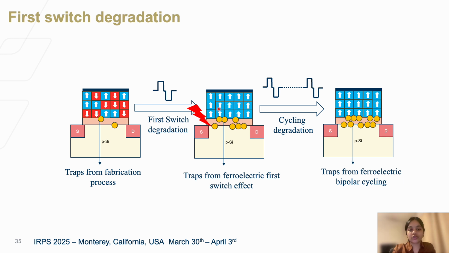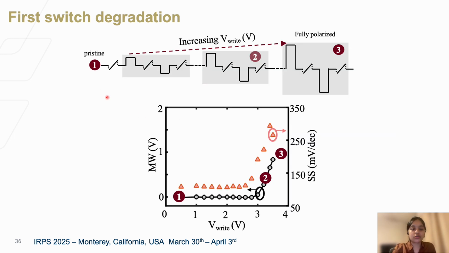So now we want to see if there is a direct correlation between the amount of polarization switched and the amount of traps generated in the IL layer. In order to do this, we perform an experiment that looks like this.